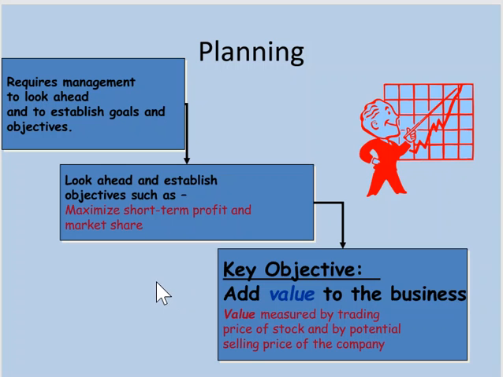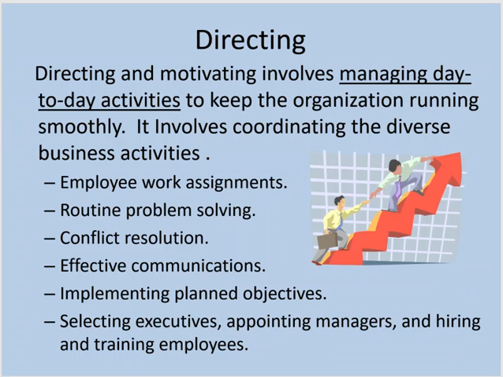For an example, a goal for a company might be to maximize short-term profits and increase market share. In addition to planning for the future, managers must oversee day-to-day activities to keep the organization functioning smoothly. Managerial accounting data such as daily sales reports are often used in this type of day-to-day decision-making.